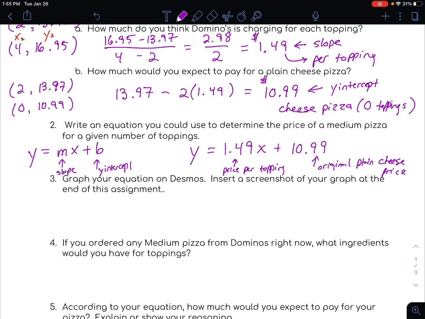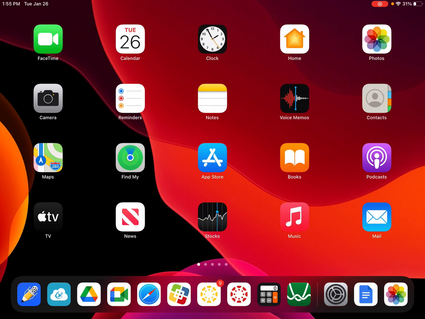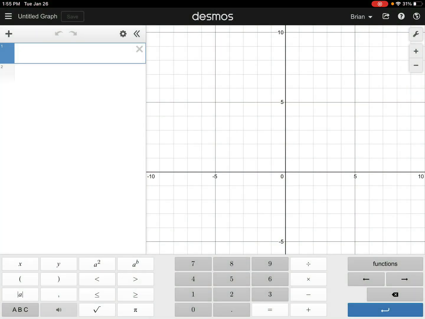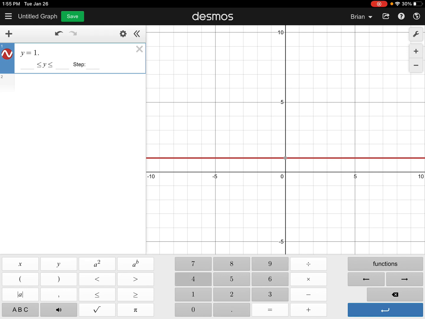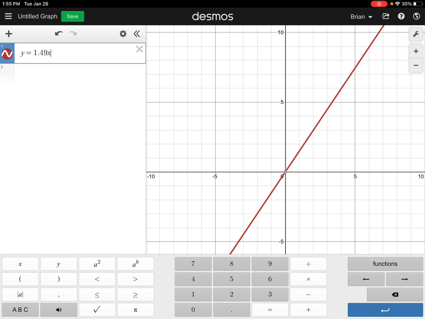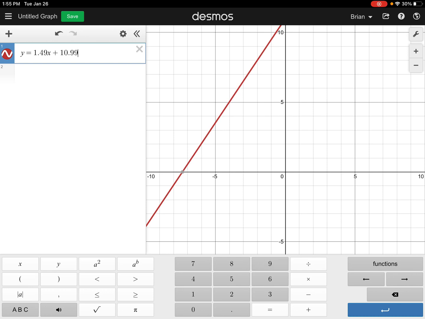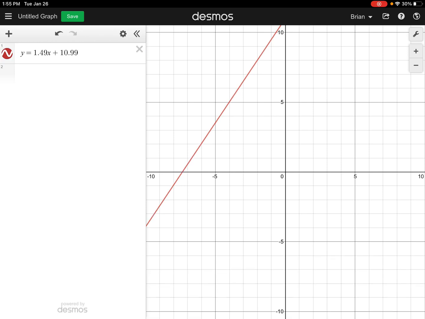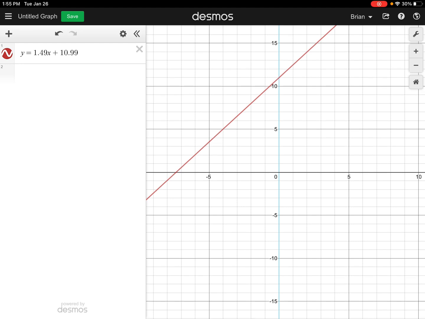Graph your equation on Desmos and screenshot your graph at the end of this assignment. All right, let's see if we can kick over to Desmos here and use the graphing calculator part of Desmos, and we can type in y equals 1.49x plus 10.99. And if you ever need to change your scale a little bit, you can just squeeze the y-axis.